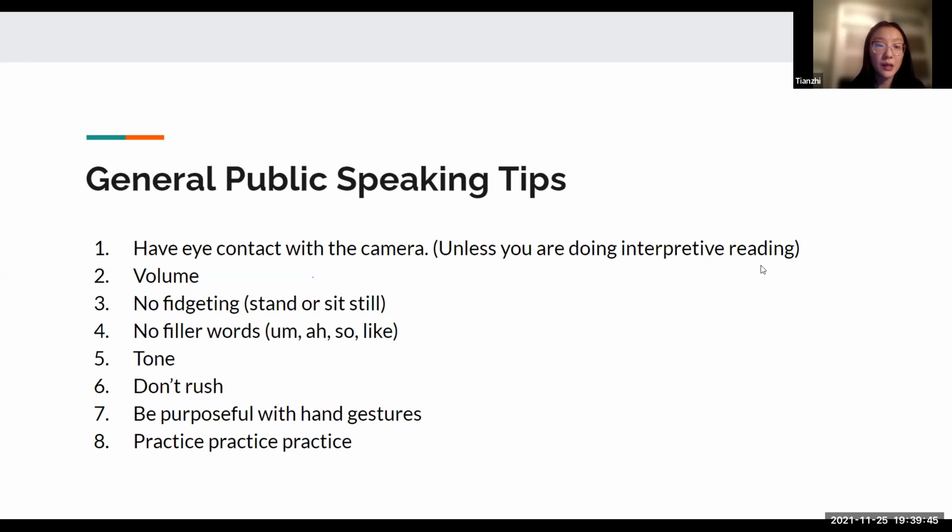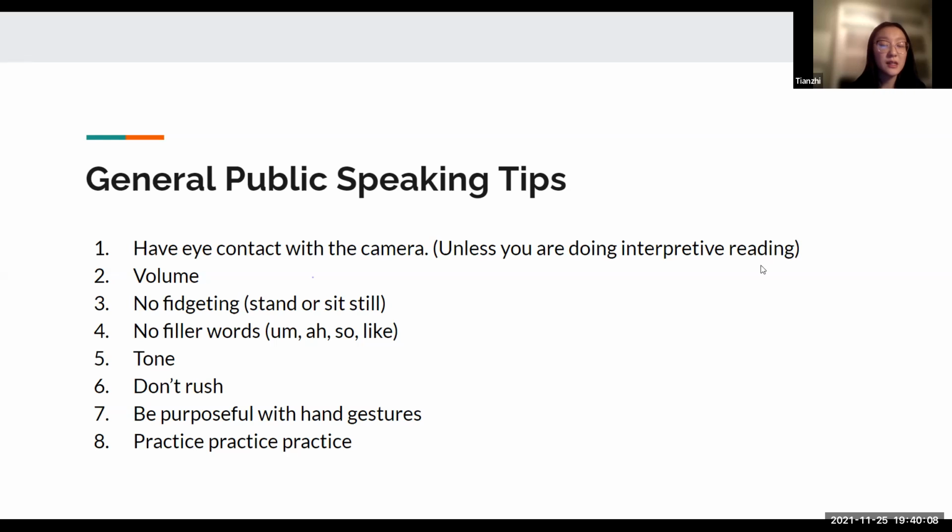Fifth is tone. Tone is basically how you say something. Is it said in a way that invokes a sad emotion or a happy emotion? Make sure, and especially important when you're doing interpretive reading and solo acting, that your tone conveys what the character is feeling at that time. So tone's super important as well.